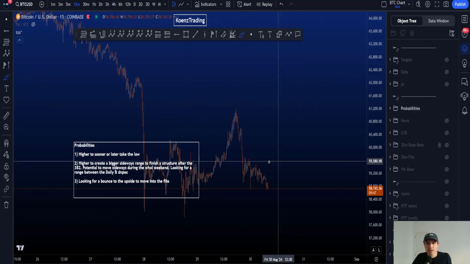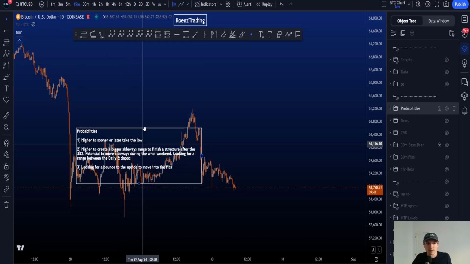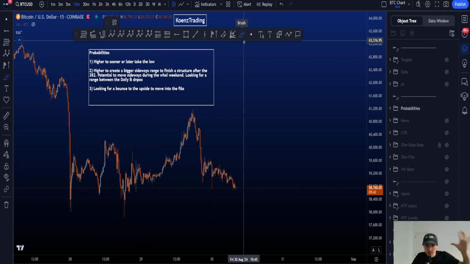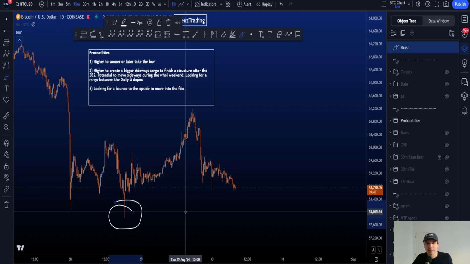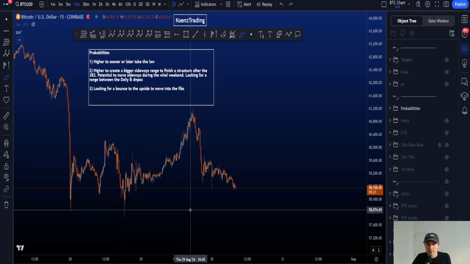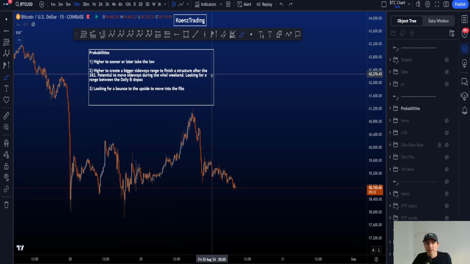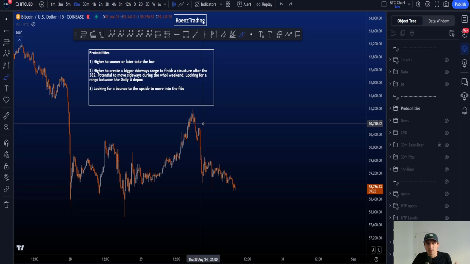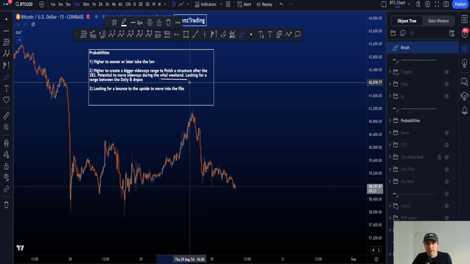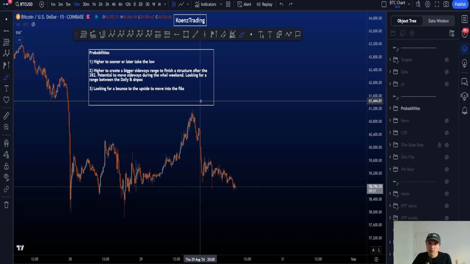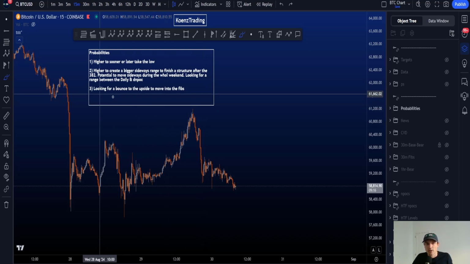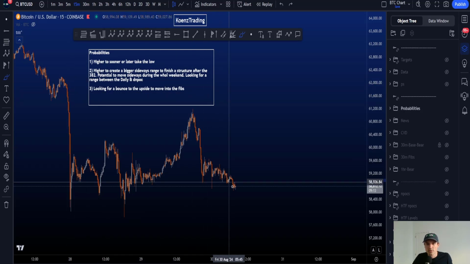So if we then look at the probabilities of the different scenarios, first of all, the probabilities generally are higher to sooner or later take out this low. But as explained, because of time, the probabilities are also higher to create a bigger sideways range to finish a wave 2 or B, at least a sideways structure, after the 382 fib time, right? So there's potential to move sideways during the whole weekend. Looking for a range between the daily and the daily naked point of control would be a nice boundary, right? And then on the number 3 spot, we are looking for a bounce towards the upside now.